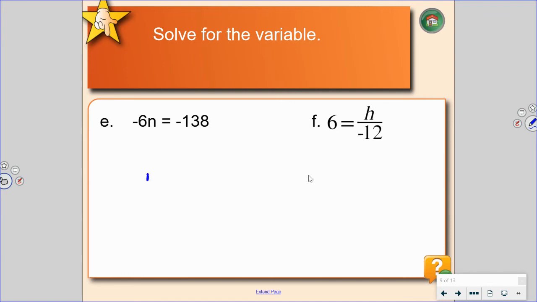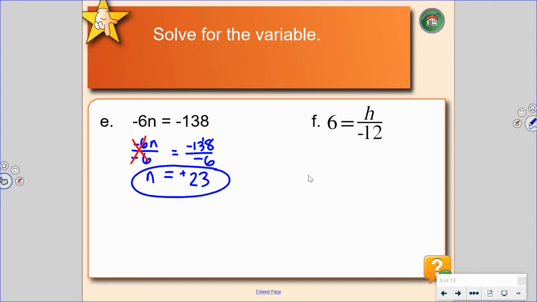-6n equals -138. Goal, n equals, let's get rid of that -6 by dividing into 6 parts. No. Then taking the opposite. So let's divide both sides by the opposite of 6. Now in this case, -6 divided by -6 gives us a positive 1n. And 138 divided by 6, let's see, 2 with a little 1 left over. I'm guessing 23. Naturally, the opposite of a negative is a positive, but let's go ahead and find out.